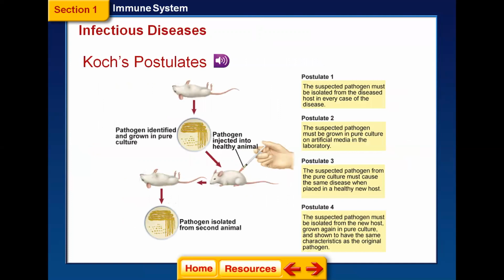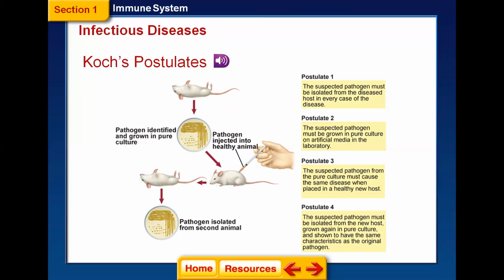A couple of conclusions, guys, scientists came up with, and these conclusions depend on Koch's postulates. 4 conclusions are there. Postulate number 1 says the suspected pathogen must be isolated from the diseased host in every case of the disease. These Koch's postulates were made on viruses and others made on bacteria. The host actually is the infected cell or the infected body.